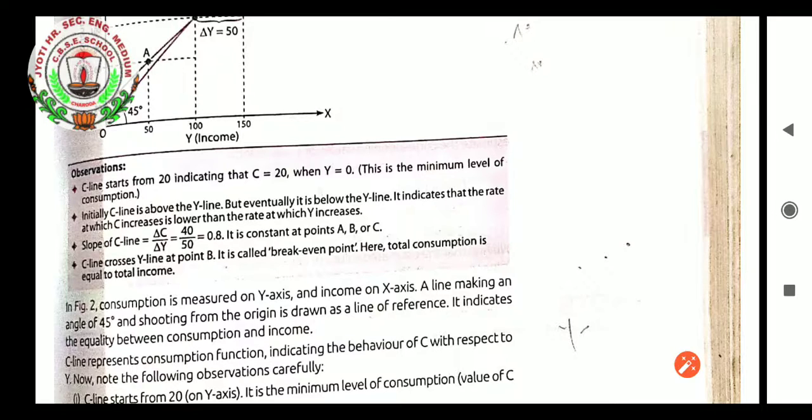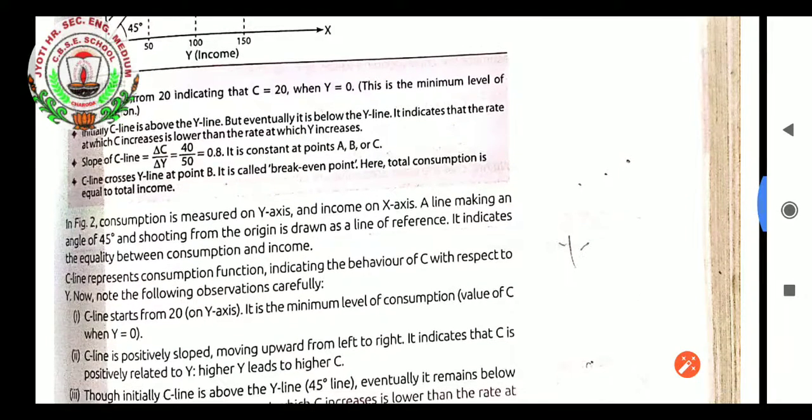C line crosses Y line at point B. It is called the break-even point. Your total consumption is equal to total income. After this point only, when the income increases more, the people will start the habit of saving also, and they will maintain a constant level of consumption. In parallel to income, they will not increase the consumption.